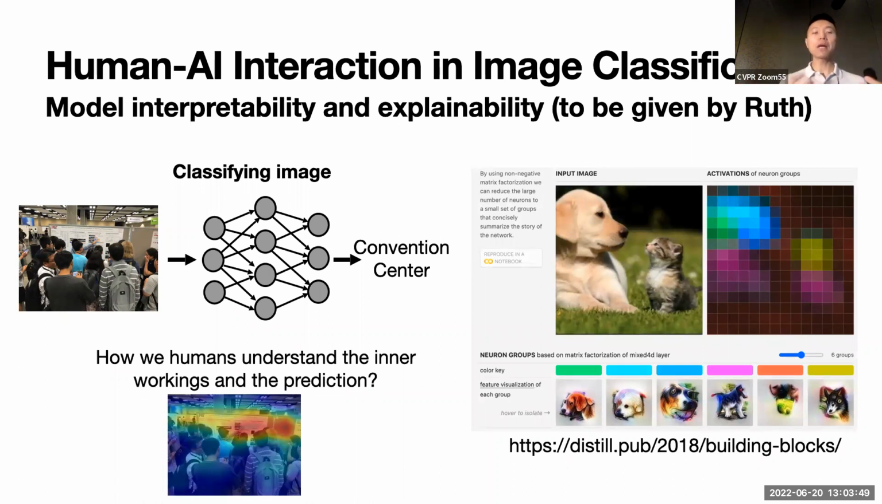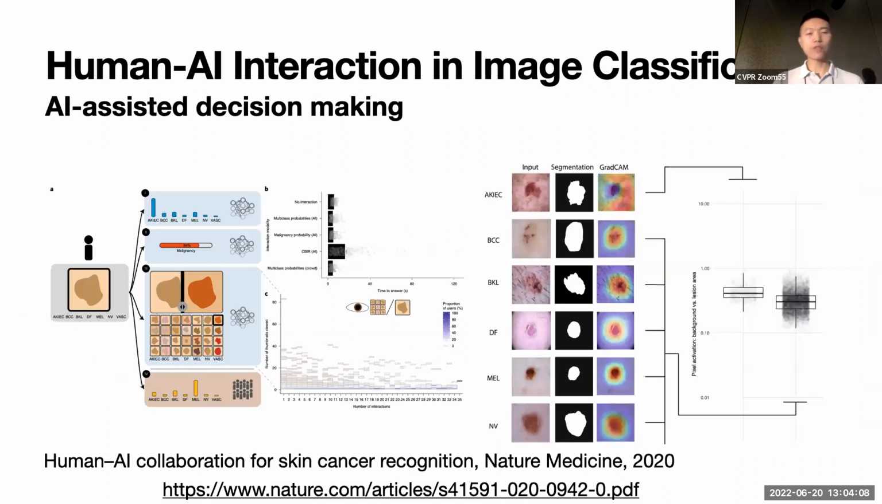So we humans want to understand what's going on inside the neural network we trained and why this neural network gives us a prediction. Ruth Fong will give us a lecture in the following talks, so I don't want to talk more on this topic. But on image classification, I think another very important topic besides interpretability is AI-assisted decision making.